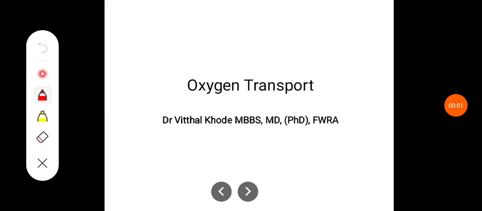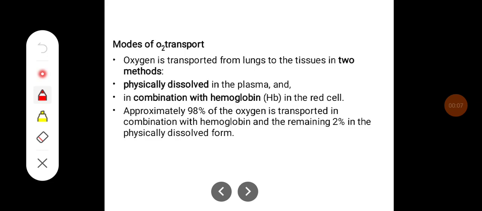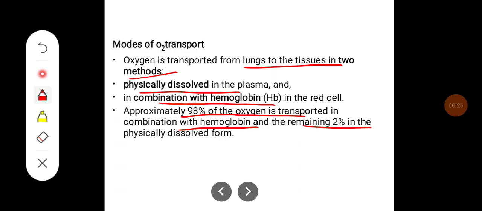Hello everyone. In this class, we'll try to understand how oxygen is transported in the blood. Modes of oxygen transport. Oxygen is transported from lung to the tissue in two methods. One is physically dissolved in the plasma and the other in combination with hemoglobin in the red cell. Approximately 98% of the oxygen is transported in combination with hemoglobin and the remaining 2% in the physically dissolved form.